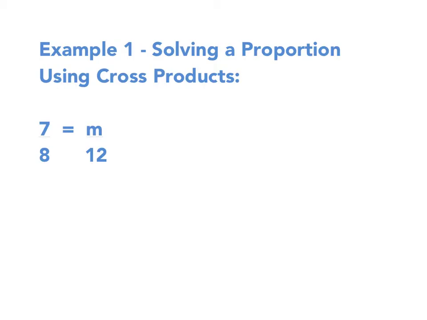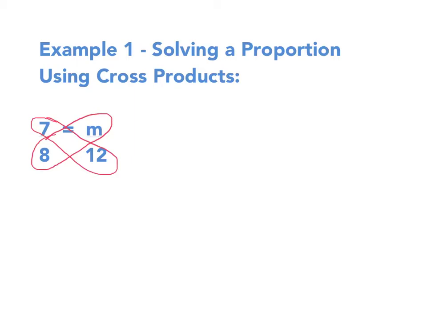So example 1, solving a proportion using cross products. We can use proportions to find missing values like we do here. And what cross products is, you multiply diagonally. You guys have mentioned this before in class, doing this for different processes that we've done. So if you know this, great. If you don't, make sure you get it down.